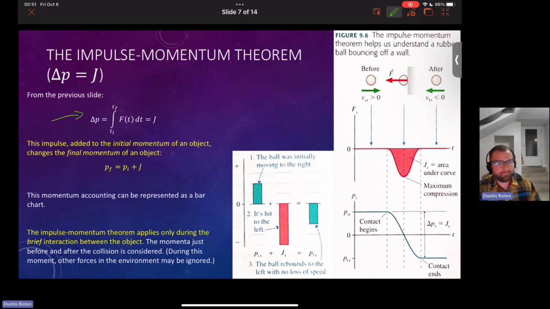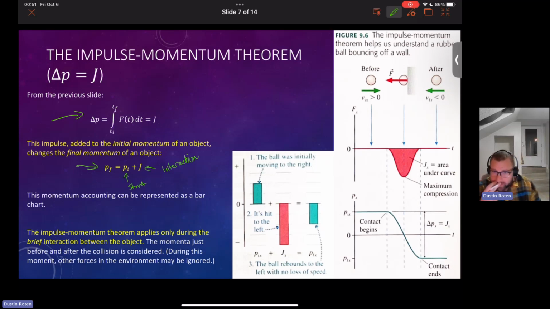Now let's talk about this a little bit. So we have this impulse. Okay, we can rearrange since delta p equals final minus initial. And it turns out all this is saying is that your final momentum, if you have some sort of interaction, what you end up with is just what you start with. So this is our start, okay, plus some interaction, okay? Now that interaction is what's responsible for changing your momentum.